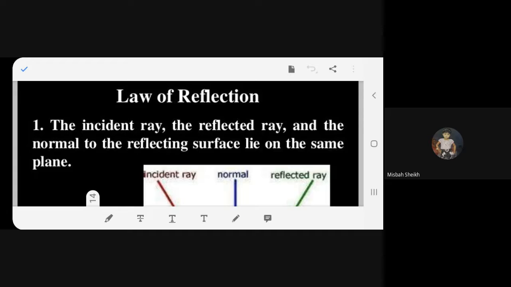Angle I is equal to angle R. Now the second law of reflection is that the incident ray, the reflected ray, and the normal lie on the same plane. Can you see over here?